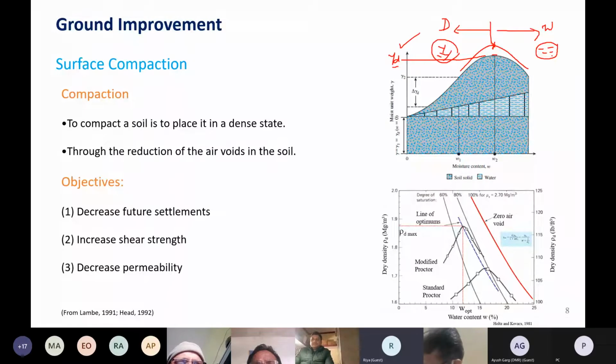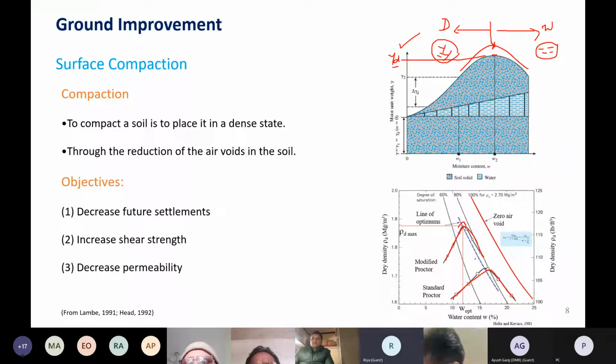The first parameter that can change your OMC graph is the compaction energy. So that is why it is always necessary, when you mention the OMC graph that you have obtained in the lab, to state what compaction energy you imparted. For the same kind of soil, this is the OMC curve under standard Proctor, while this is the OMC curve under modified Proctor. So based upon the compaction energy, the OMC graph can be changed.